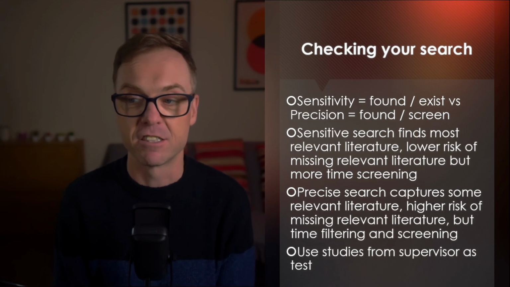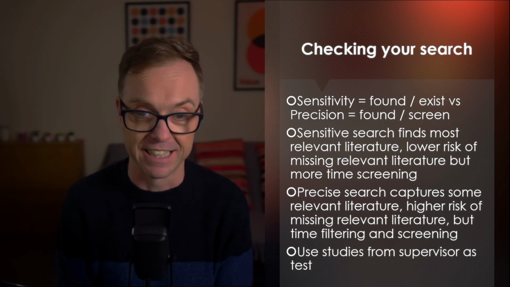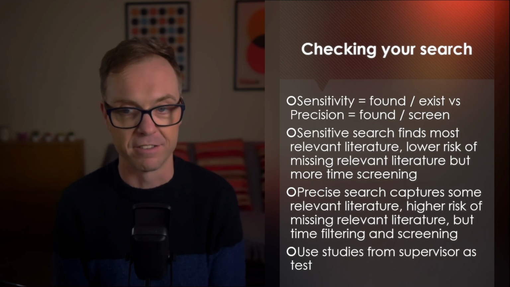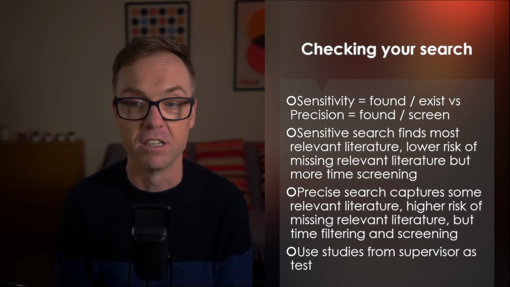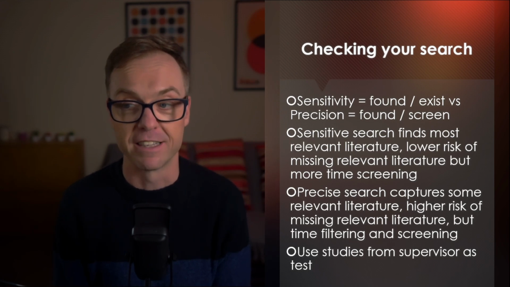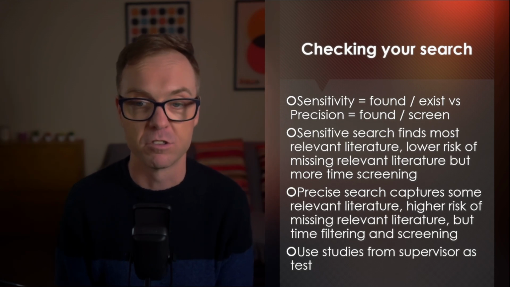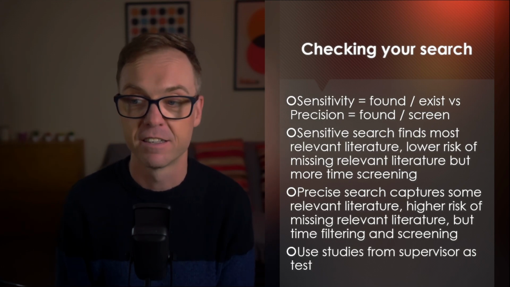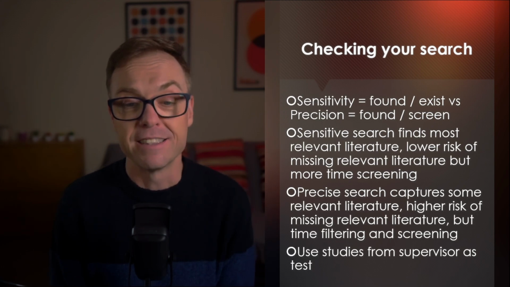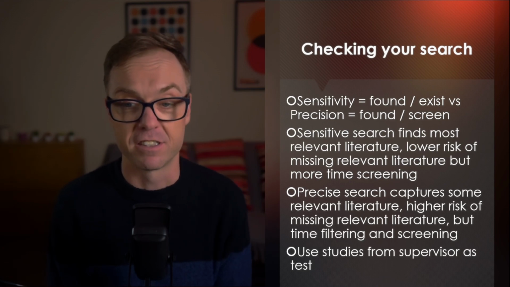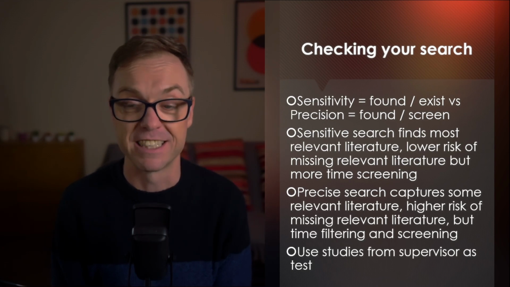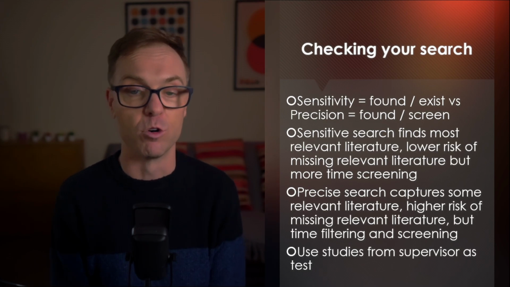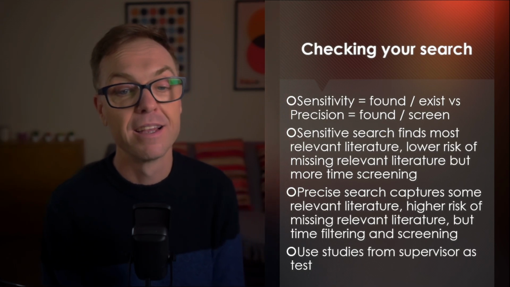However, it's necessary to strike a balance between sensitivity, so striving for comprehensiveness, and precision, maintaining relevance. In other words, ensuring that it's feasible to go through the results without having to spend all your time clearing out irrelevant studies. Increasing the comprehensiveness or sensitivity of a search will reduce precision and retrieve more non-relevant articles.